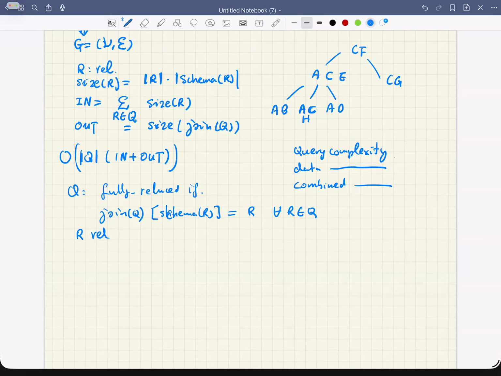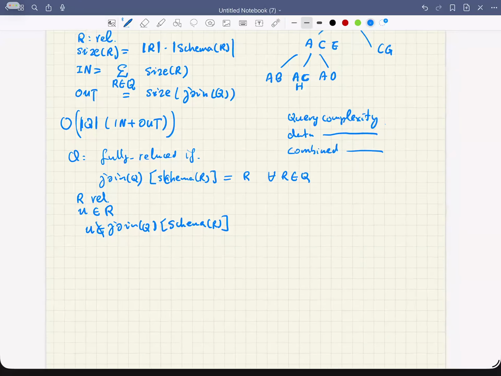So if you look at a relation and if you have a tuple inside this relation, however, if you look at this R, do the projection over the schema of R, right? So this is what I did in defining fully reduced. But this time, I say U is not there. And then this U is useless, right? So U is dangling, okay?